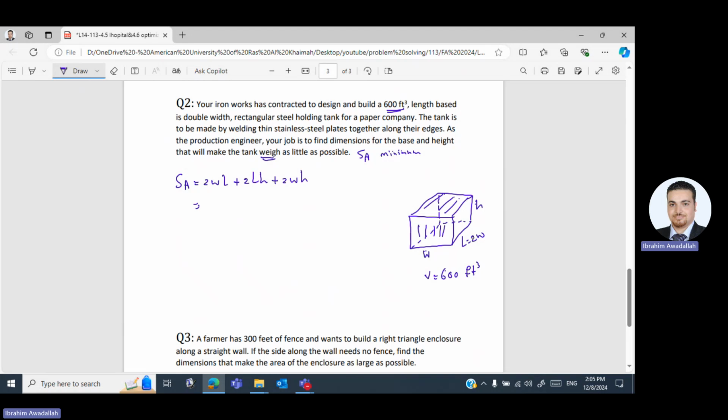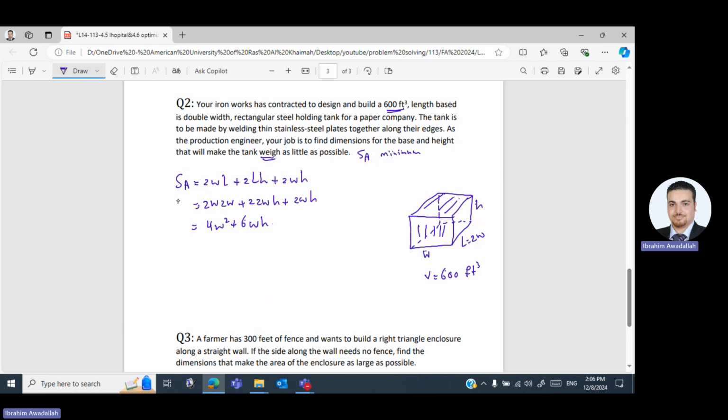Now every L we convert to be 2W, so this will be 2W, and the value of L from here, another 2W, so 2WH plus 2WH. So we cancel all the L, now there's no L. So this will be 2 times 2, 4W squared, plus 4WH plus 2WH. The answer will be 6WH.